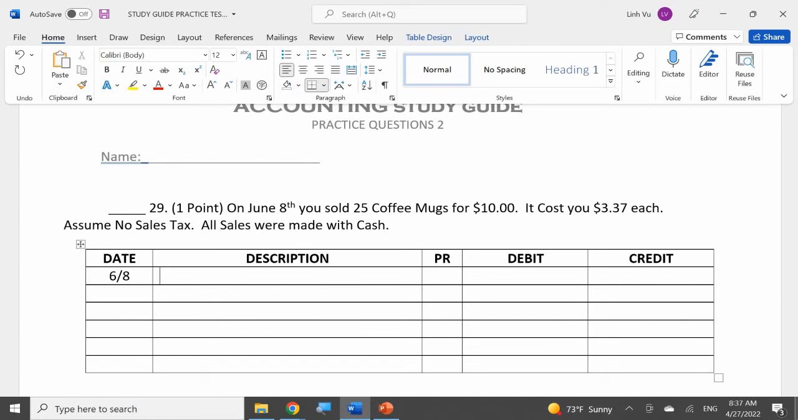Coffee mugs. Okay, so first, you need to sell the product in order for you to update it. Okay, so sales. We need to recognize sales. Now, before we do that, so we have sales. What else do we need to recognize? How did I get paid? Cash. We got paid in cash. Good. And there's no sales tax, right? So in this case, what was my total amount of sales?